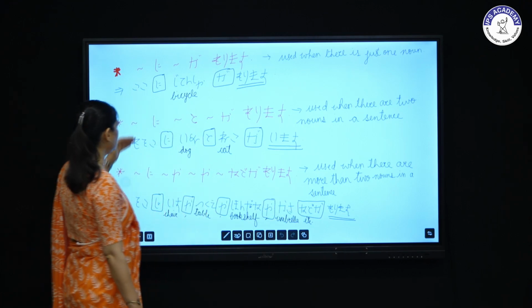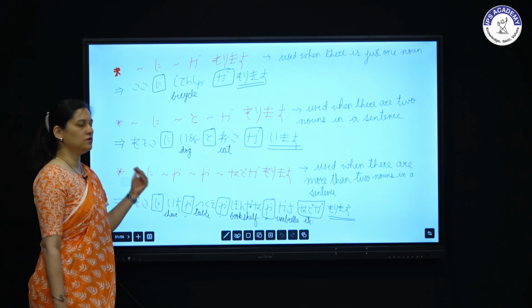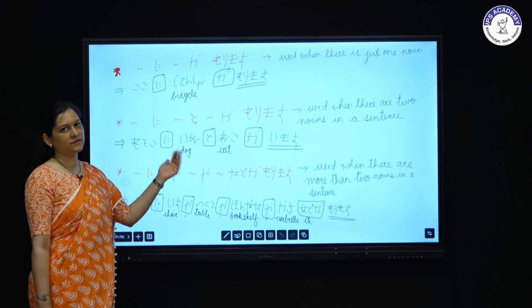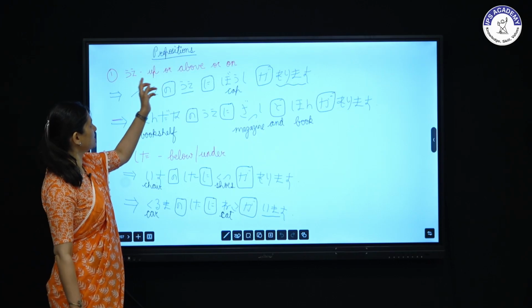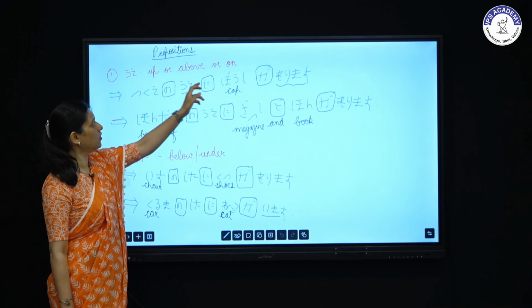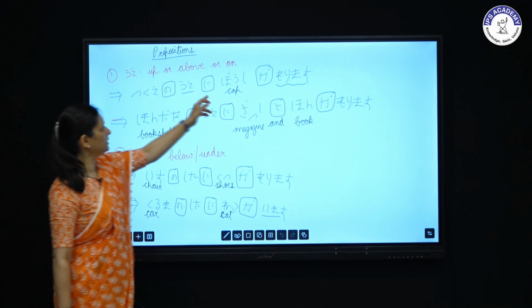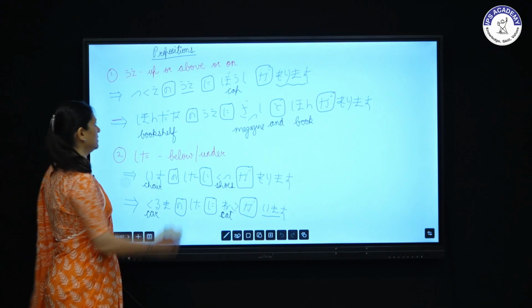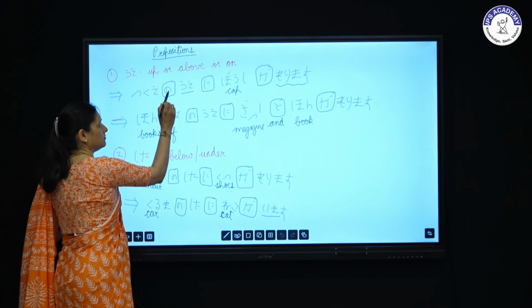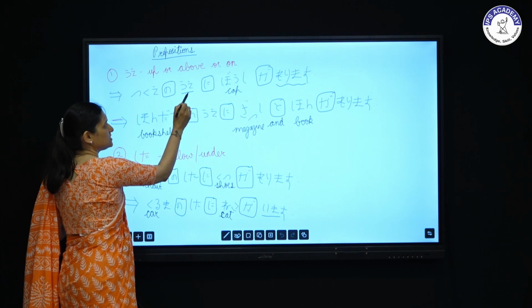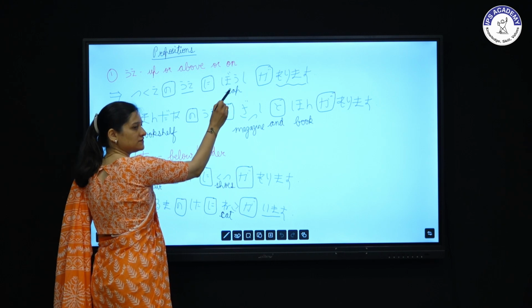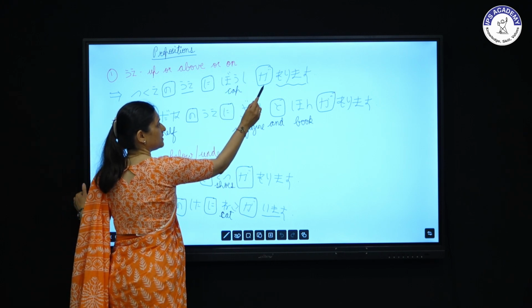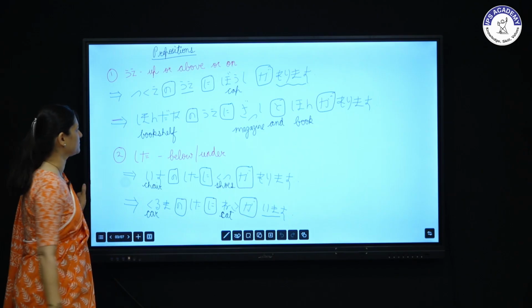Now that we have learned these 3 sentence patterns, we will make use of them along with the prepositions. The first preposition is ue, which means up or above or on. Tsukue no ue ni boushi ga arimasu. Table ke upar, so no particle is used for ke, table ke upar. Ue is a preposition, that is why we will use the ni particle after it. Boushi is the noun or the object of the sentence. So, after that we will use the ga particle, and at the end we will use arimasu.